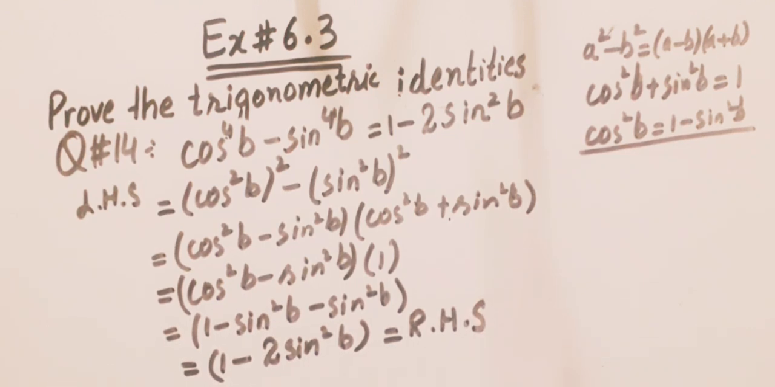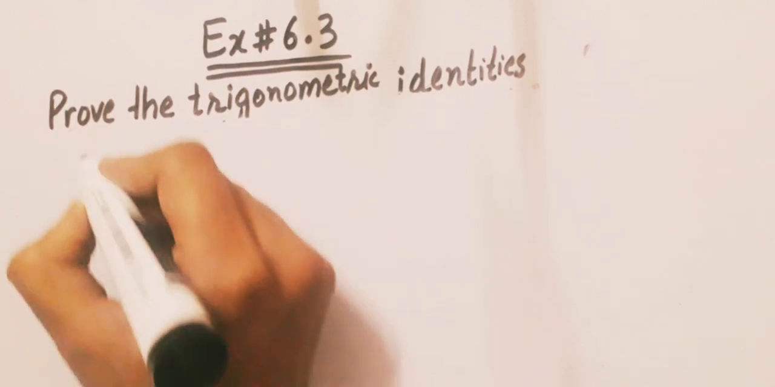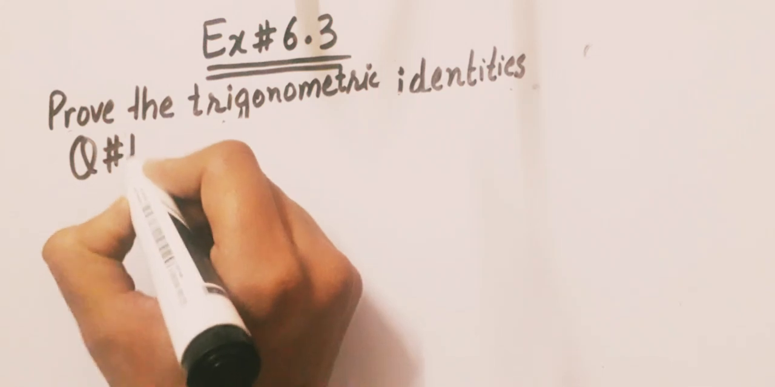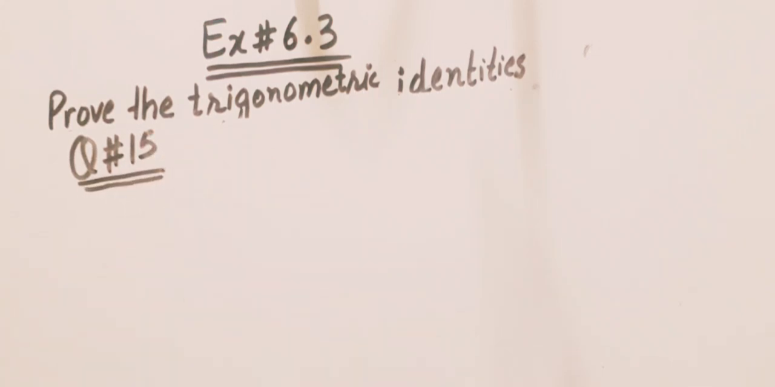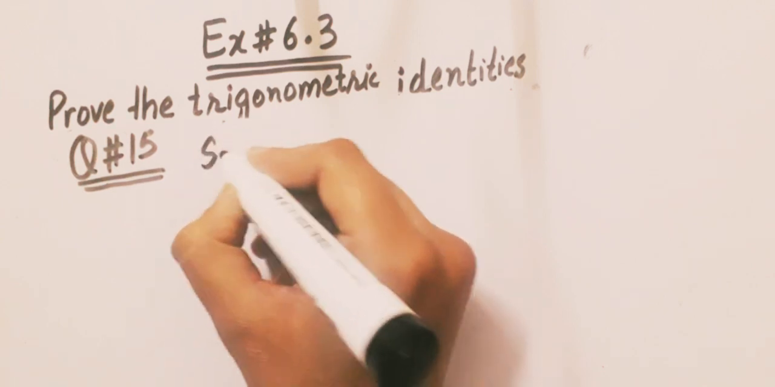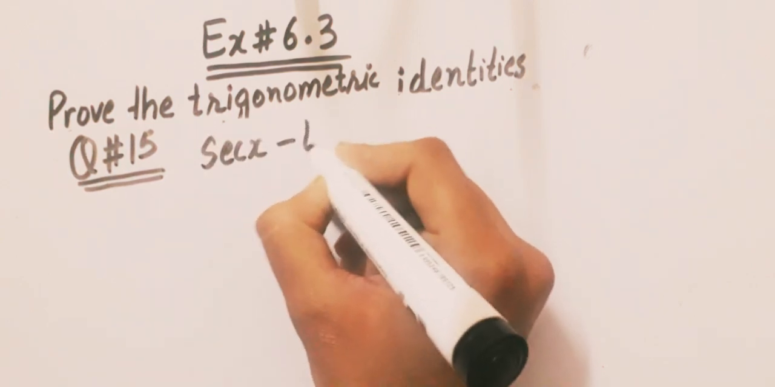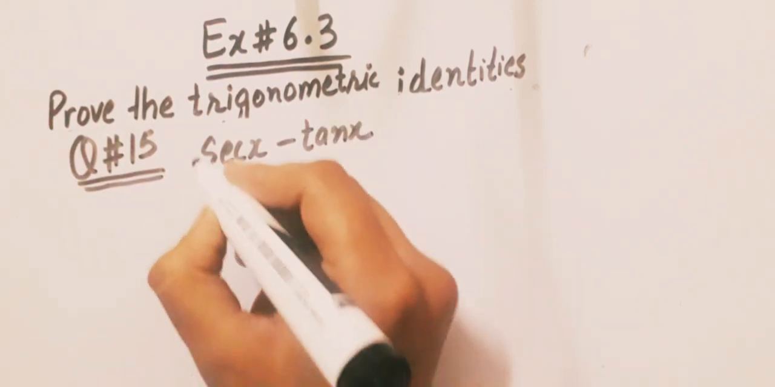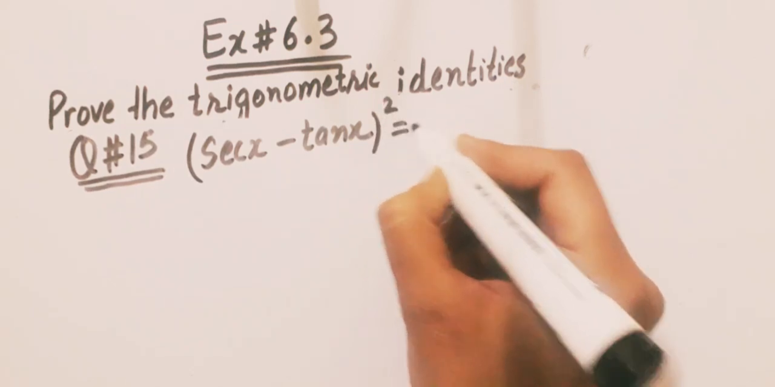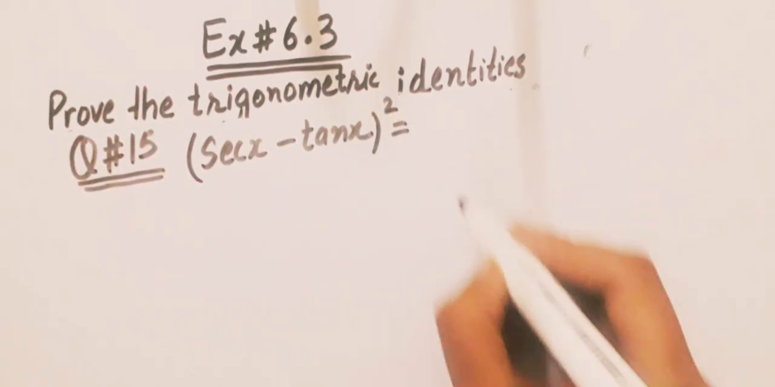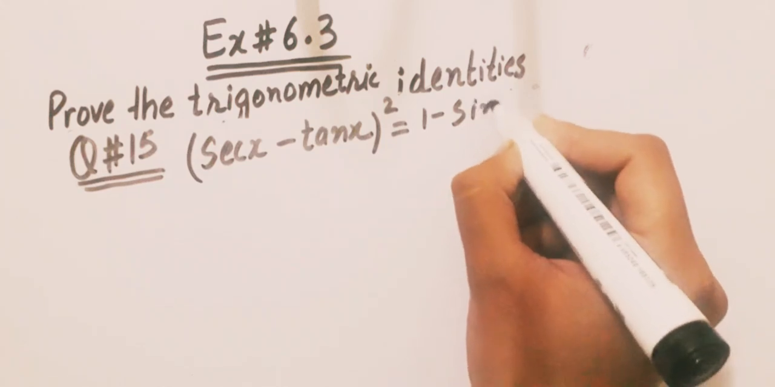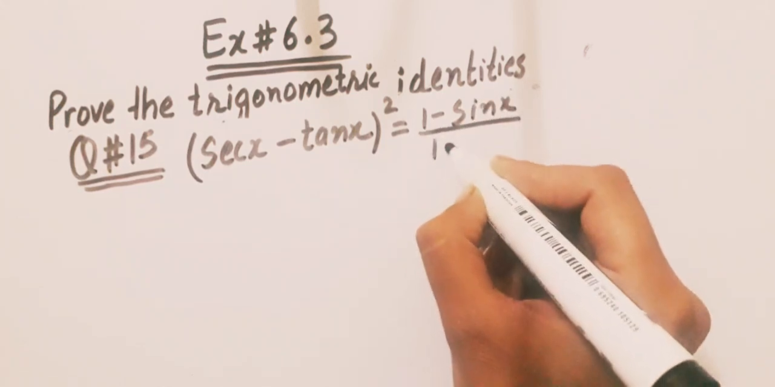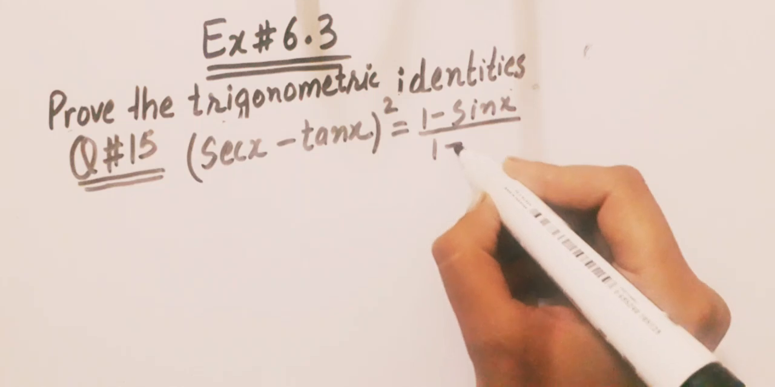Now we will prove question number 15. In question number 15 we have secant x minus tan x whole square is equal to 1 minus sin x by 1 plus sin x.